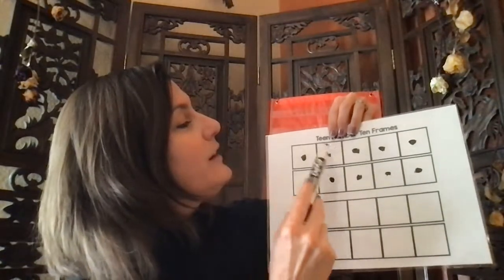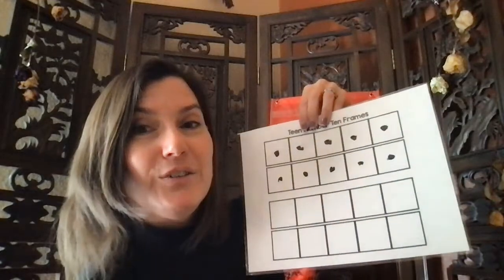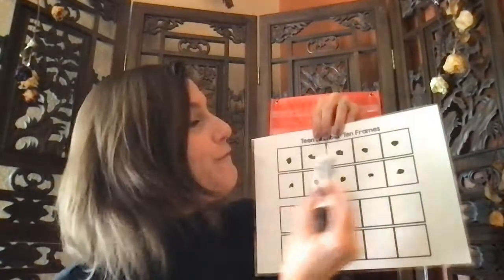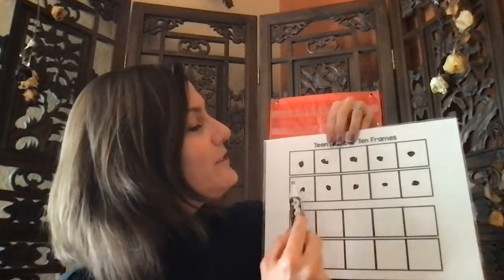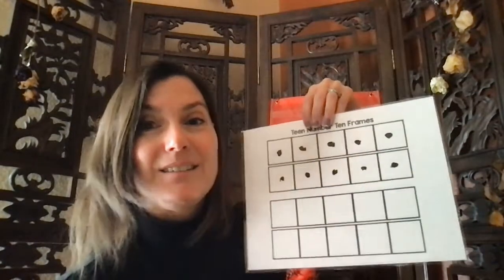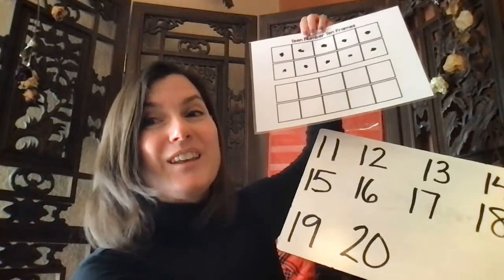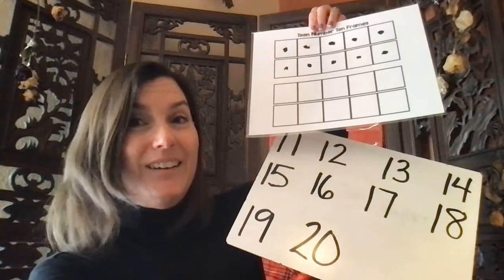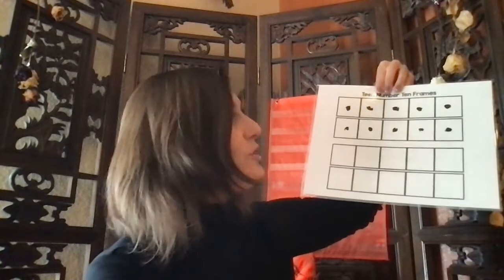And we do one space at a time. When just the top row is filled, we know that we've got 5. But when both rows are filled, there are 10 full boxes because it's a 10 frame. We have 1, 2, 3, 4, 5, 6, 7, 8, 9, 10 boxes. So with our teen numbers, we know that we are working with numbers that are greater than 10. Greater means more than, so we need another 10 frame, don't we?